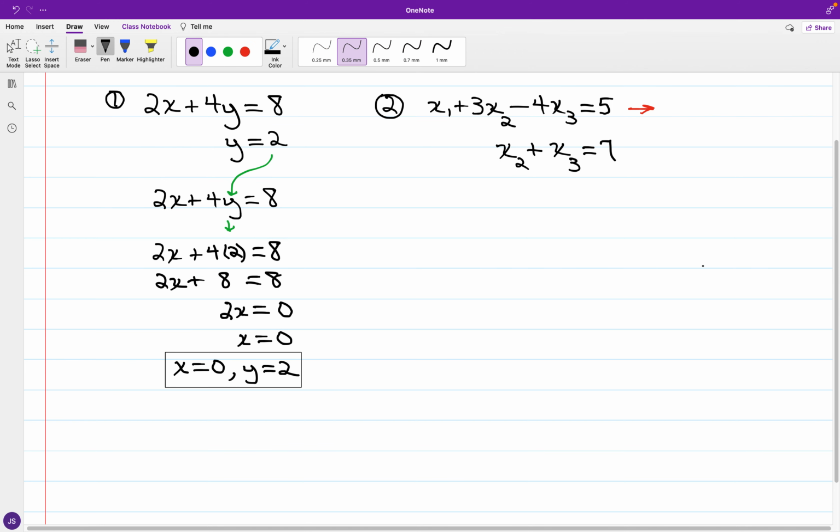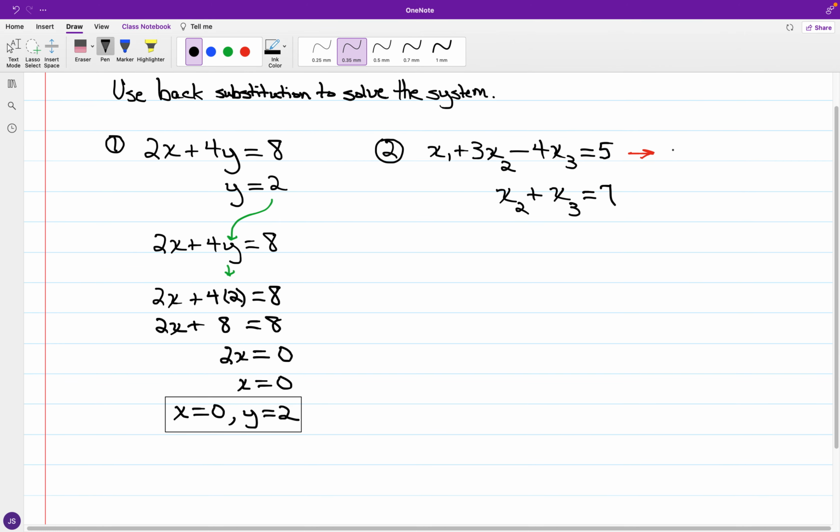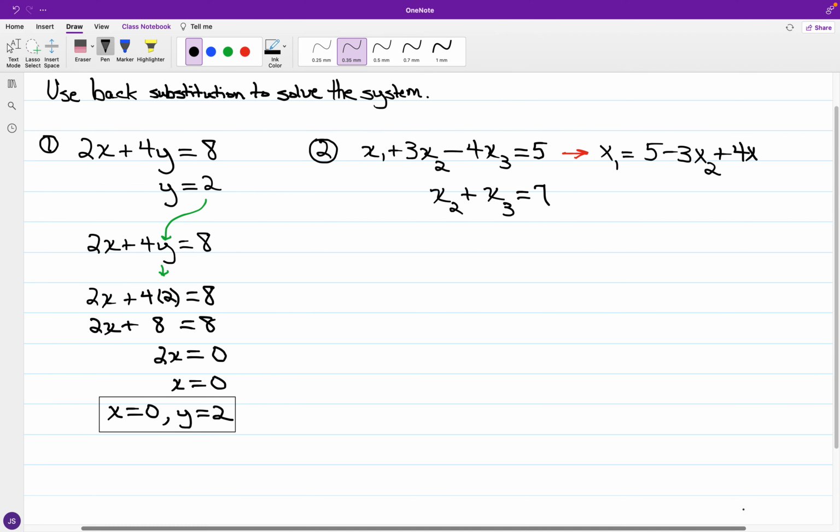And we'll put the first equation in terms of x of 1, and say that x of 1 is equal to 5 minus 3 times x of 2 plus 4 times x of 3. And if I put the second equation in terms of x of 2, then x of 2 is going to be equal to 7 minus x of 3.